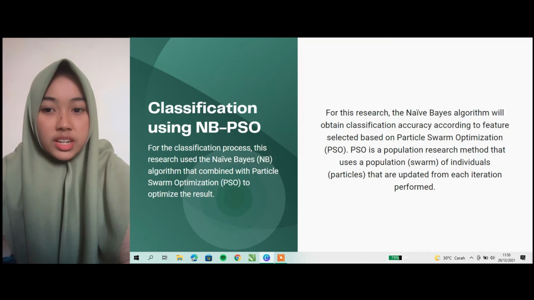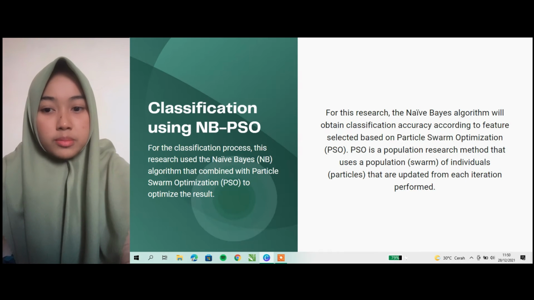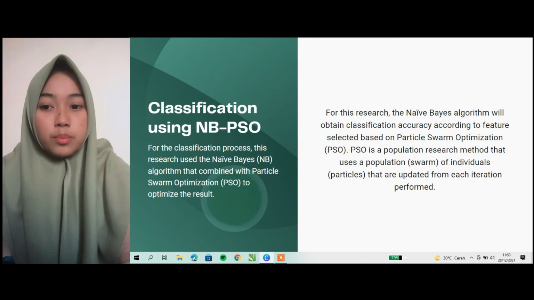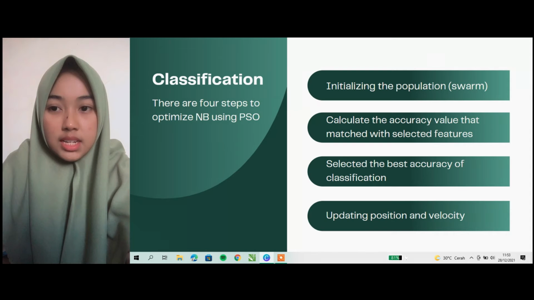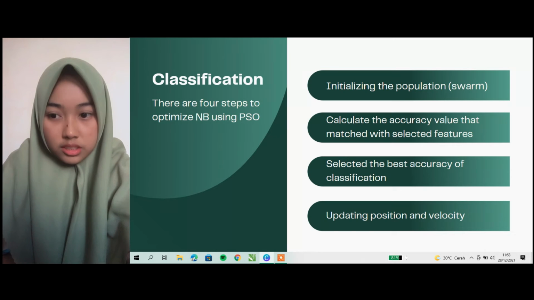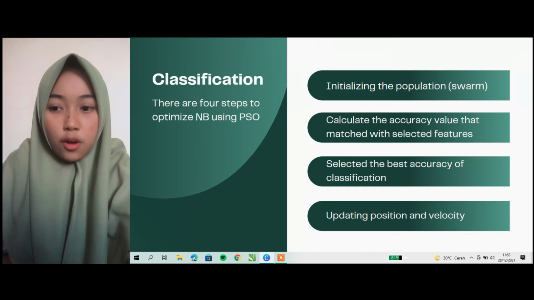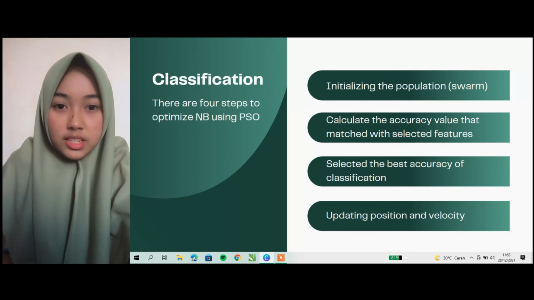PSO is a population research method that uses a population of individuals. They are updated from each iteration performed. Okay, I'll move on to classification. There are 4 steps to optimize NB using PSO. First, initializing the population. Second, calculate the accuracy value that matches the selected feature. Third, select the best accuracy of the classification. And last, updating position and velocity.